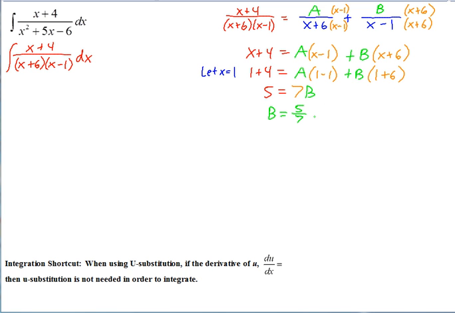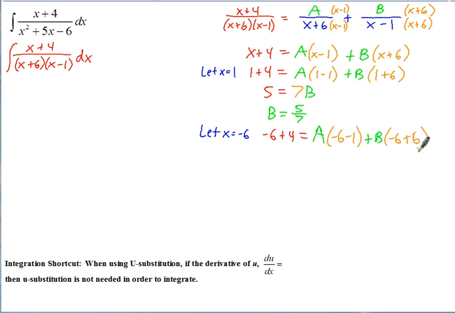And you can use a similar technique to solve for a. If you want to eliminate the b, you would let x equal -6. So we substitute -6 for x, that would be -6 plus 4 equals a times -6 minus 1 plus b times -6 plus 6.